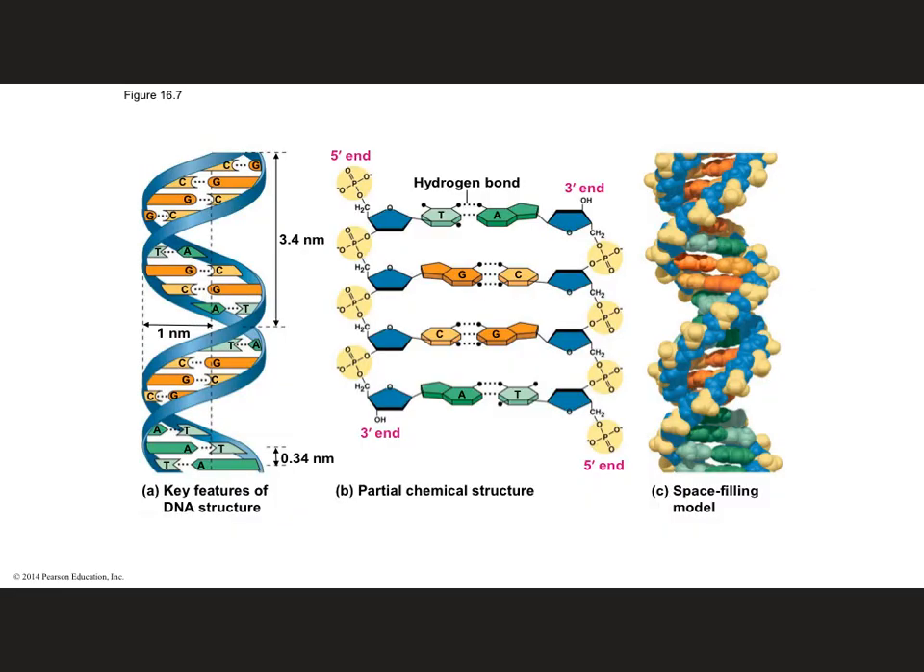In this figure, we see the key features of DNA structure. DNA is a double helix in which the adenine binds to a thymine and cytosines bind to guanine. The nucleotides consist of a nitrogenous base, a sugar, and a phosphate group. The nucleotides are bound together by hydrogen bonds.